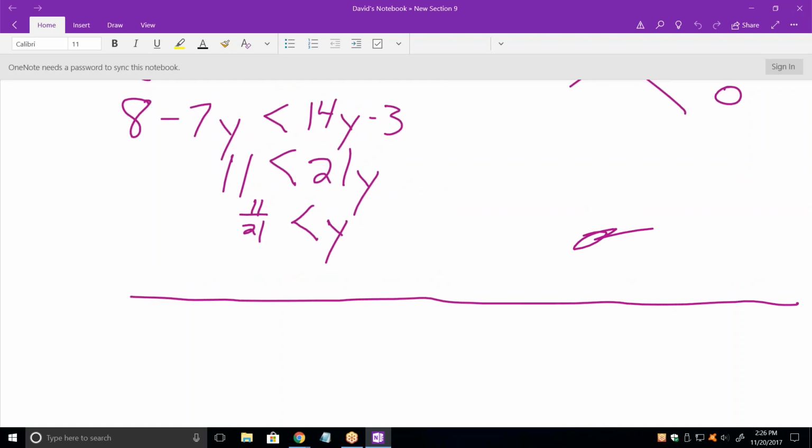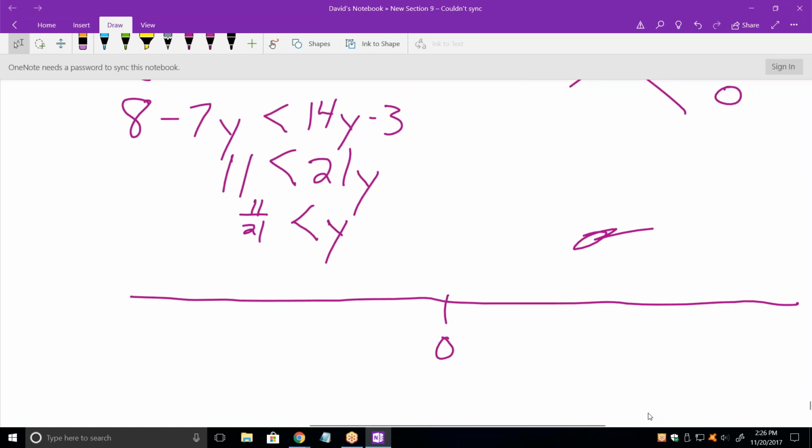Yep. Okay. So, if we're graphing that, where do we start? I'll put 0 on there. What point do I need to put on there? 11 over 21. Okay, we'll call that point right there. Is that an open dot or a closed dot? You've never heard of that? You use an open dot if it's just greater than or less than. You use a closed dot if it's greater than or equal or less than or equal. So that's the difference.